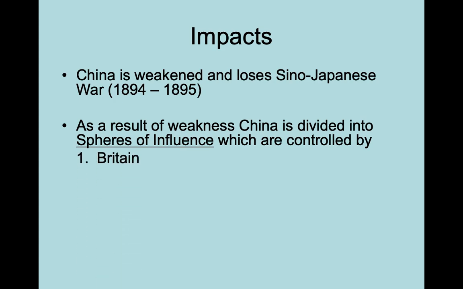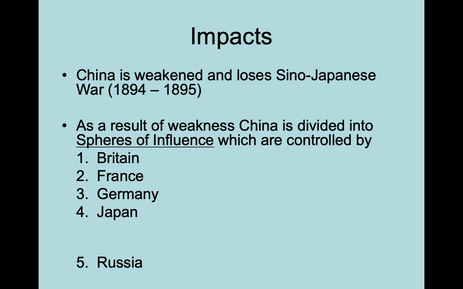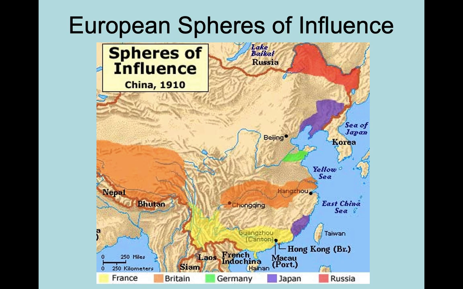These spheres of influence allowed European countries such as Britain, France, Germany, Japan, and Russia to ultimately claim parts of China's territory as their exclusive place to trade. As you can see in this map, each country claimed a section of China, and anybody living in that section was forced to trade and follow the rules established by the foreign country that controlled their land.